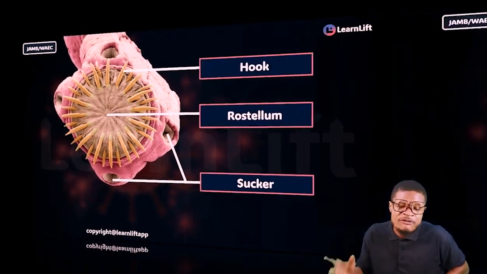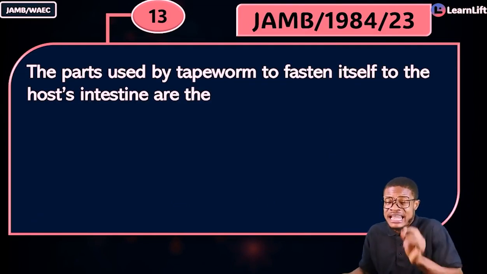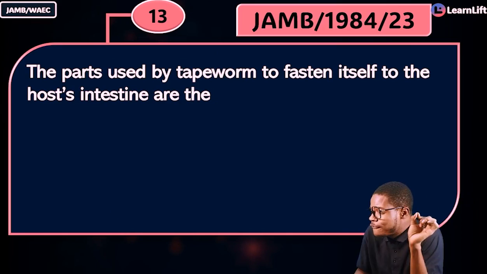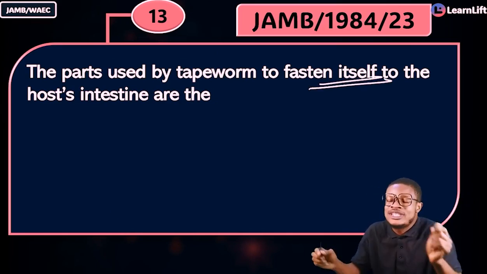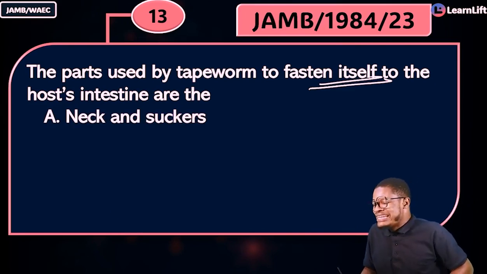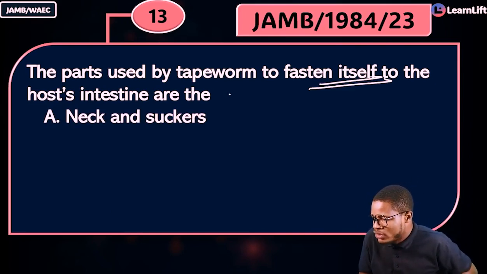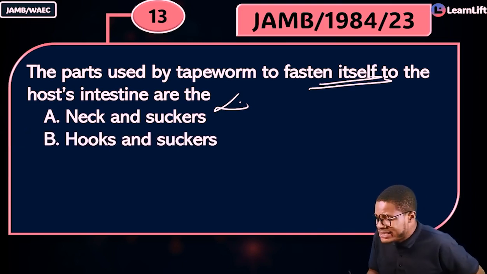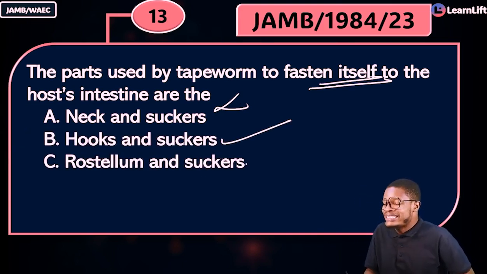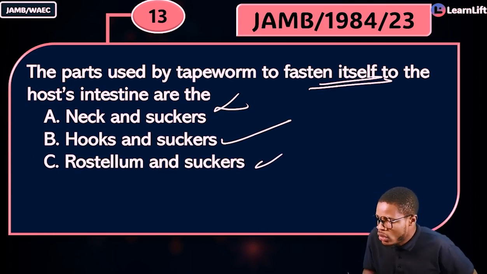But before we move, answer 1984 question 23 for me. Jamb past question: the parts used by the tapeworm to fasten itself to the host intestine are. Option A says, the neck and the suckers. There is nothing like neck there. Option B says, the hooks and the suckers. You are making sense. Option C says, the rostellum and the suckers. No.